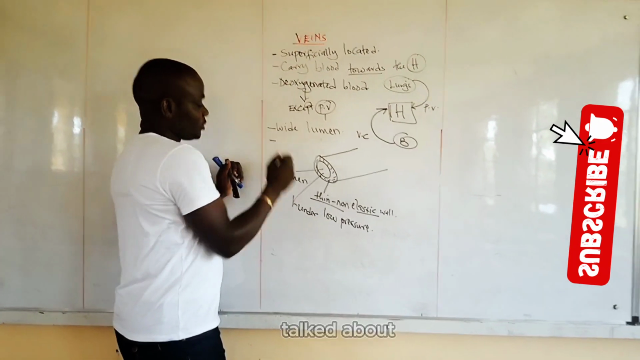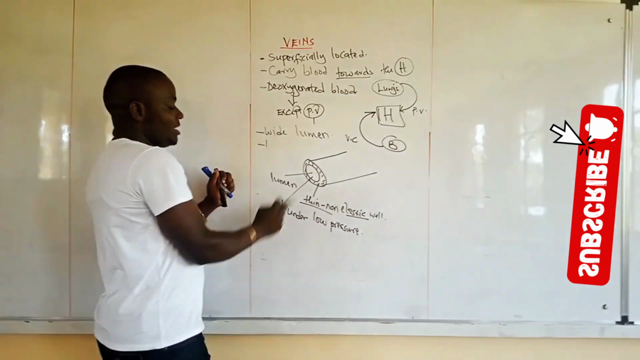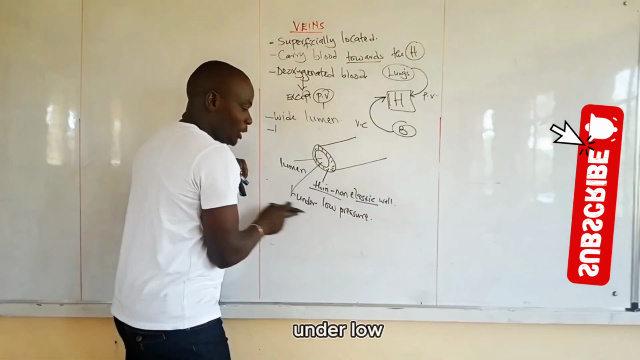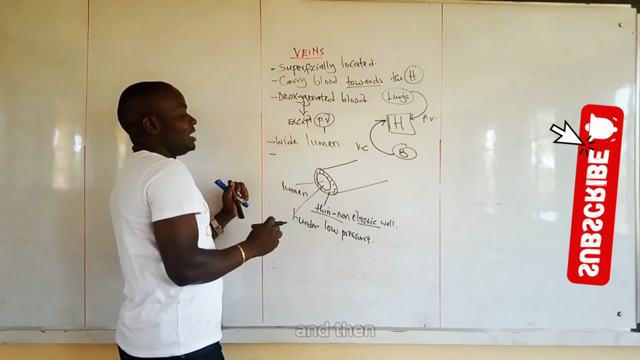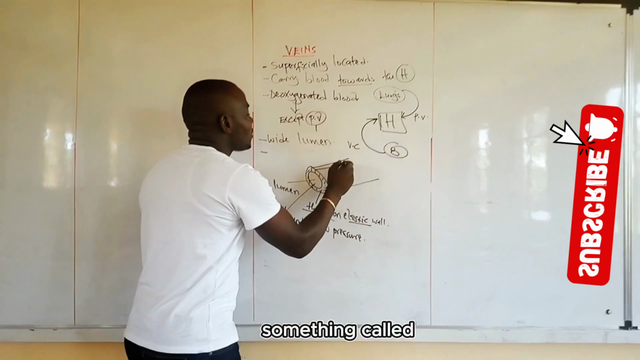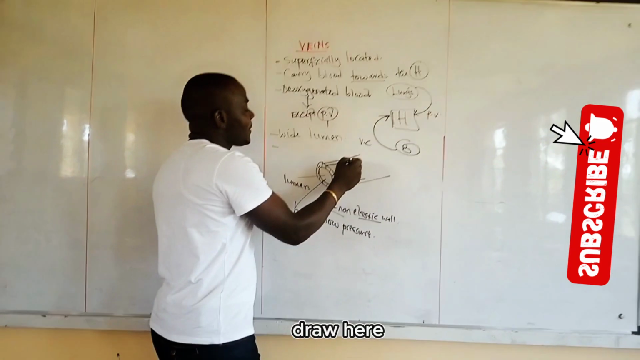So I've talked about two here. They have a thin, non-elastic wall. The blood flows under low pressure. They have a wide lumen, and then they have something called what? They have a valve. For example, I can draw it here.